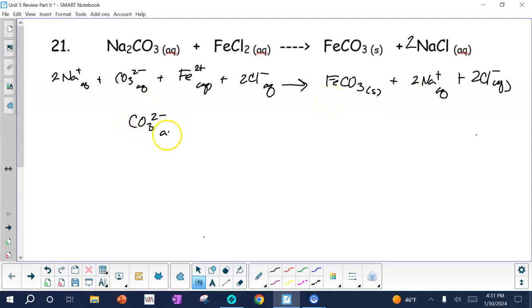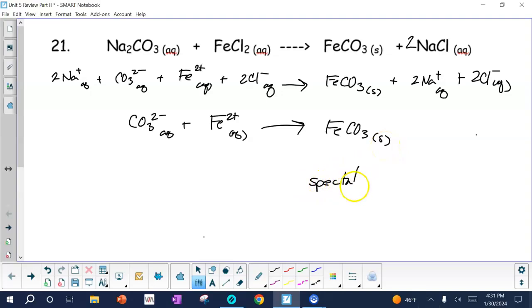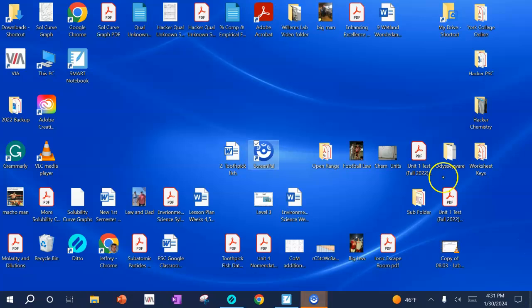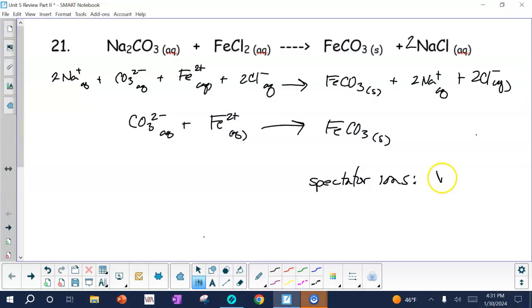So we have carbonate ions. Did the iron change? Yes, it did. So we went from iron with a 2 plus. Okay. And did chloride change? The answer is no. So what do these things change into? Iron 2 carbonate, which is solid. So that is our net ionic. If we want to do spectator ions, the ones that didn't do anything, that would be sodium and chlorine. There you go.